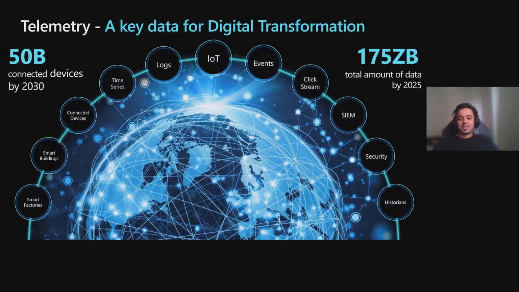So what is telemetry data? Telemetry data is everywhere. We find it in IoT sensors, application logs, click streams, and user activity. It drives the advances in the connected devices we find in our homes, smart buildings, smart factories, and in devices that consumers and businesses rely upon.